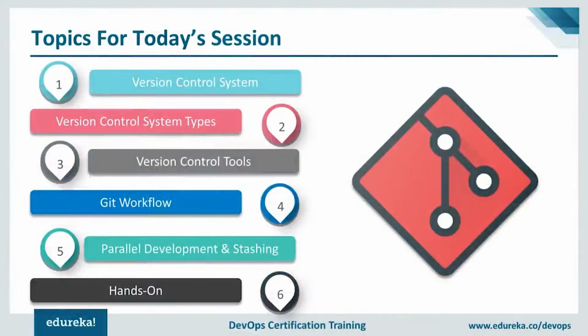So first let's look into all the topics that we're going to cover in today's session. We'll start by understanding why we need version control and then get into what exactly version control is. After that, I'll tell you the different types of version control systems and then discuss the tools. After discussing the tools, I'll tell you why Git wins over the other top tools in the market and then I'll tell you what exactly Git is with its workflow.